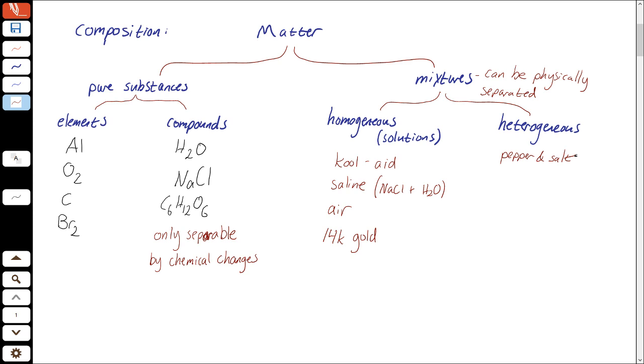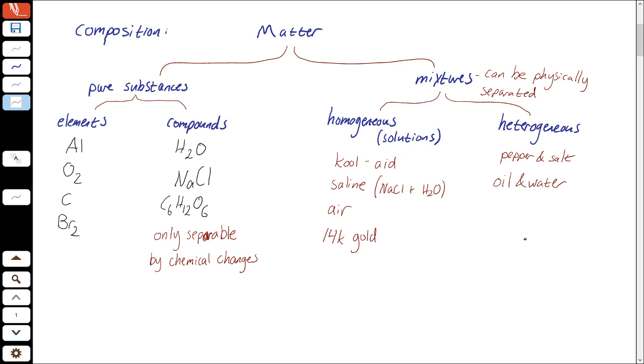Other definitions of heterogeneous mixtures? Anything that has clearly separate domains, like oil and water, where you see the oil floating on top of the water. You can shake that up and homogenize it. You can make it look homogeneous for a second, but then it's going to separate right back out again. Remember that the separability does not define the difference between homogeneous and heterogeneous mixtures.